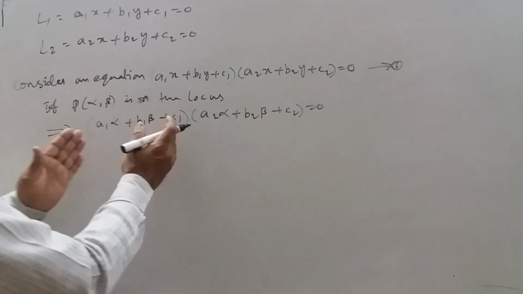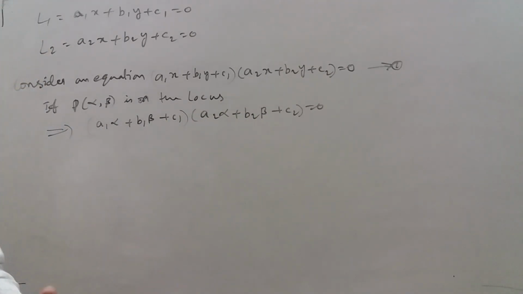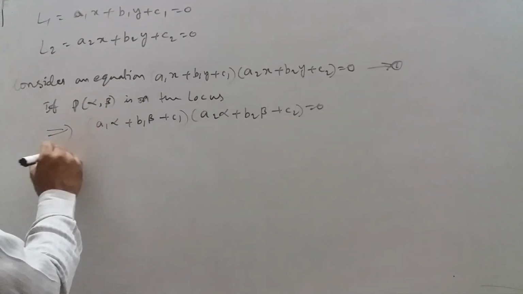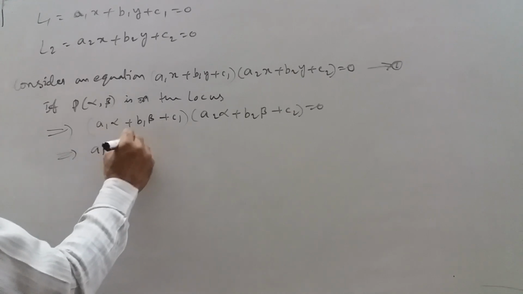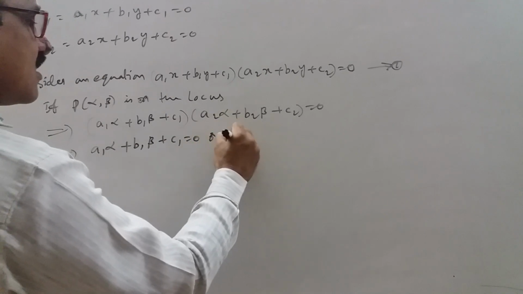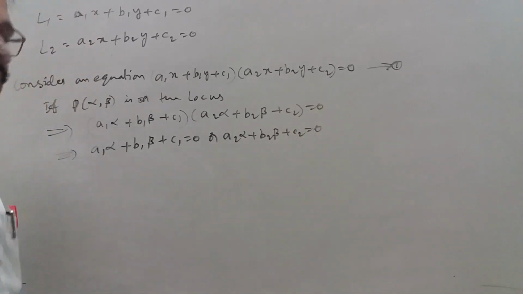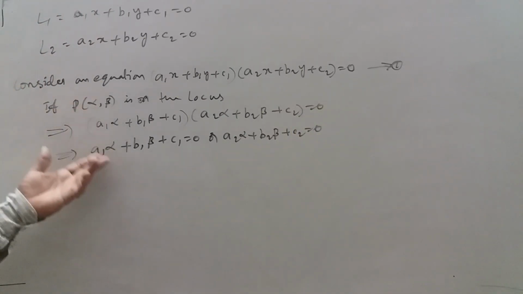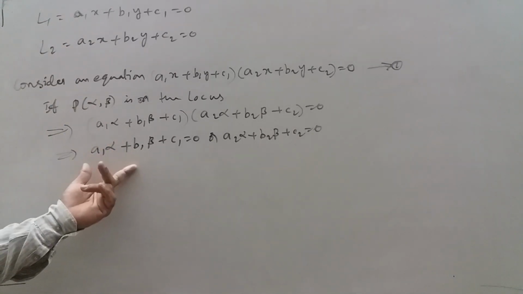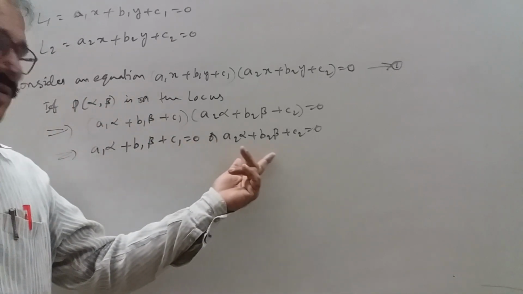If the product of any two numbers is equal to 0, either the first one is equal to 0 or the second one is equal to 0. If ab is equal to 0, then a is equal to 0 or b is equal to 0. By that logic, a1 alpha plus b1 beta plus c1 is equal to 0 or a2 alpha plus b2 beta plus c2 is equal to 0. That means (alpha, beta) belongs to either L1, the first straight line, or the second straight line.